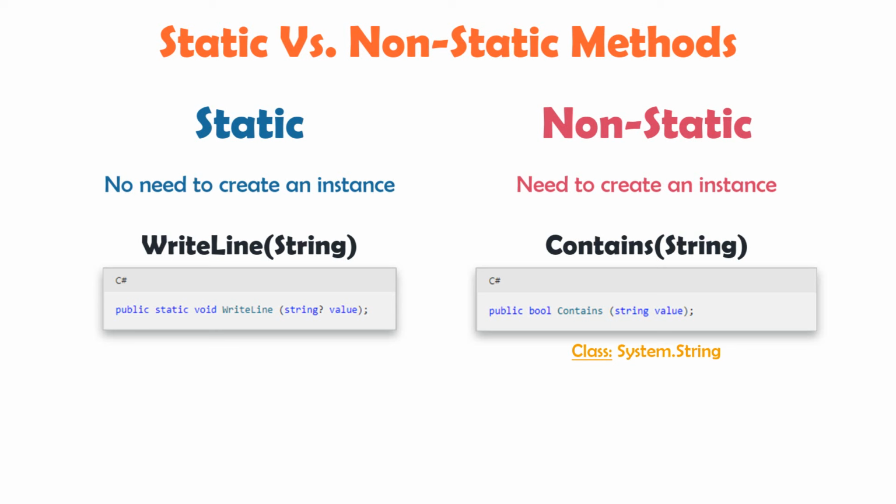It means here that I need to create a variable of type System.String. Then I can use the method for this variable. Creating the variable means that I create an instance of this class. So we use the method as follows. We set the variable which we created, for example myString. Then I can use the method.